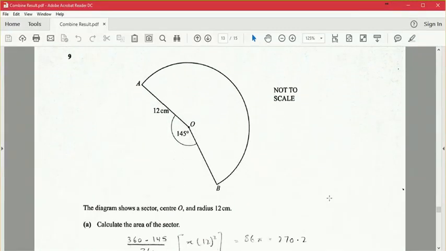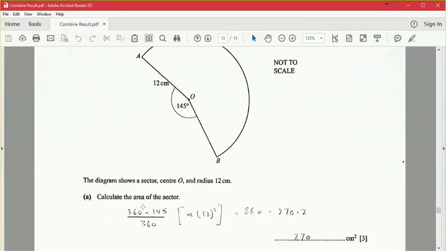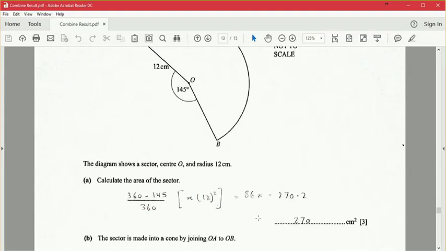For question 9, the diagram shows a sector, center O and radius 12 centimeters. Calculate the area of the sector. We'll use the equation of area of a sector. So 360 minus 145, which is the angle here, because we want this angle, over 360 times the area of a complete circle, which is pi times 12 squared, gives us 86 pi, which is 270.